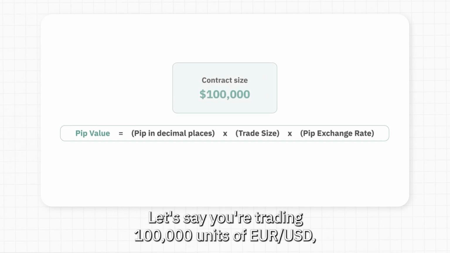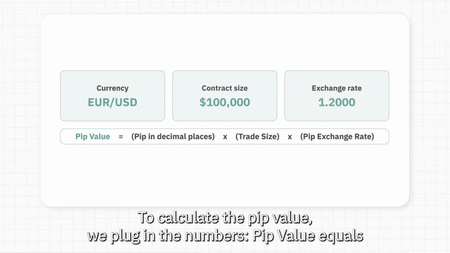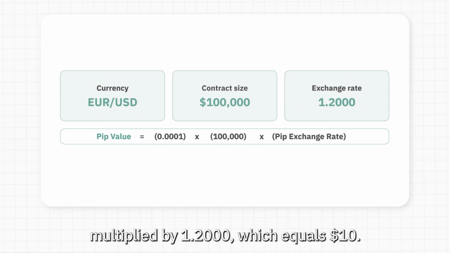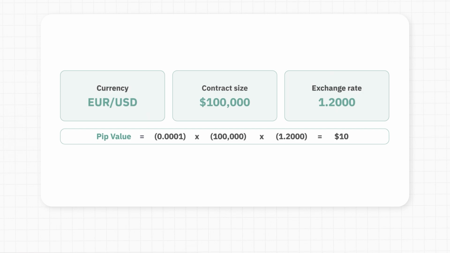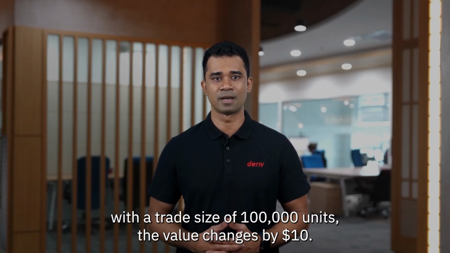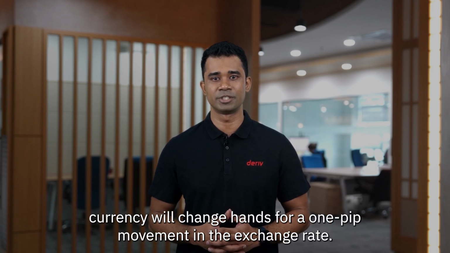Let's say you're trading 100,000 units of Euro USD and the exchange rate is 1.2000. To calculate the pip value, we plug in the numbers. Pip value equals 0.0001 multiplied by 100,000 multiplied by 1.2000, which equals $10. So for every pip movement in Euro USD with a trade size of 100,000 units, the value changes by $10. When calculating pip value, you're determining how much of the quote currency will change hands for a 1 pip movement in the exchange rate.